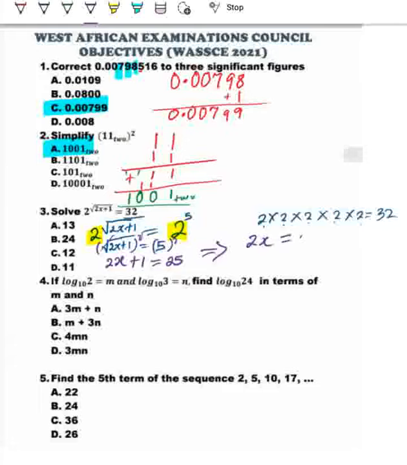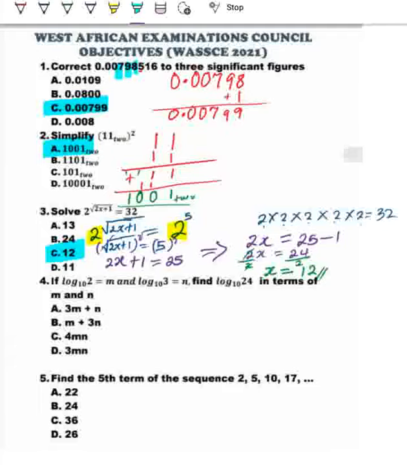That is to say, 2x is equal to 25 minus 1, and 2x is equal to 24. To get the value of x, we divide both sides by the coefficient of x, which is 2. We are left with x equal to 24 divided by 2, which is 12. So the correct answer is 12, and that is C.